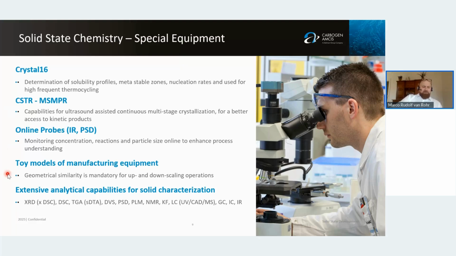What I'm really proud of are our toy models. So we have a lot of different models of all of our reaction vessels on scales, with different geometries, and the agitators give us a good idea about the geometrical situation we have on scale, and make the upscaling a bit more successful. This is based on a large list of analytical technologies we have available. So the list is quite long, but you know that's solid state chemistry. You need a lot of analytical tools.